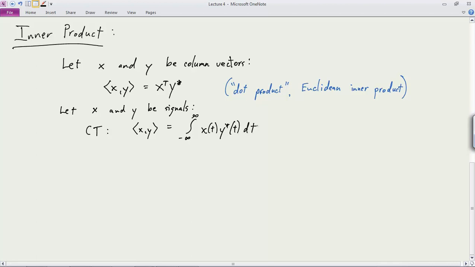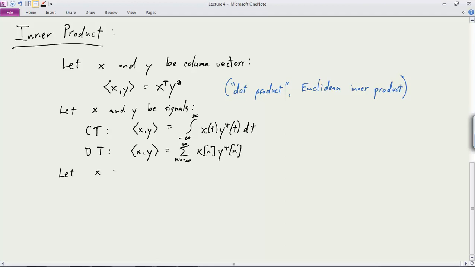You can see the similarity to the one above. We multiply corresponding values and sum them up. It's an integral instead of a sum. In discrete time, it's actually a sum. So if they're discrete time signals, then we would sum. And then it's really the same thing as considering these infinite length vectors.